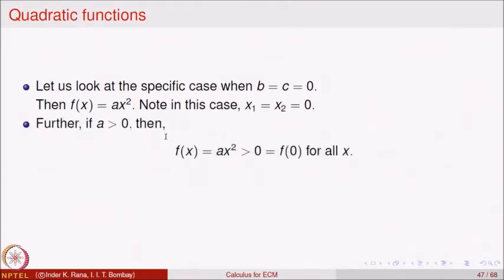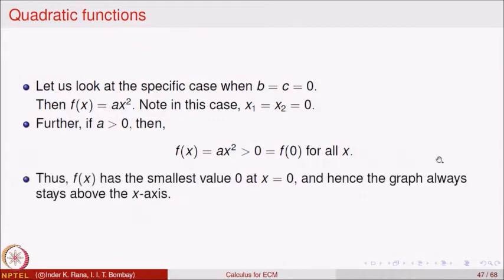So, for a bigger than 0, f x is a x square, and x square is always a non-negative quantity. So, a x square is bigger than or equal to 0. At 0 the value is 0, and for every other x, f of x is bigger than f at 0. So, what does that indicate? That indicates that f x has the smallest value at 0 and that value is 0. Hence, the graph of the function will always be above the x axis. Every other point on the graph of the quadratic y equal to ax square will be above the x axis.